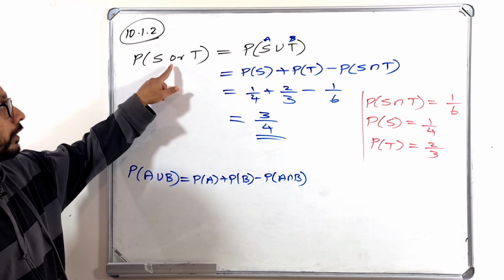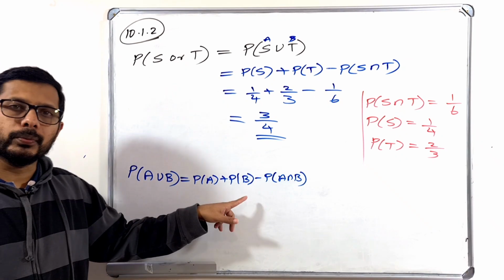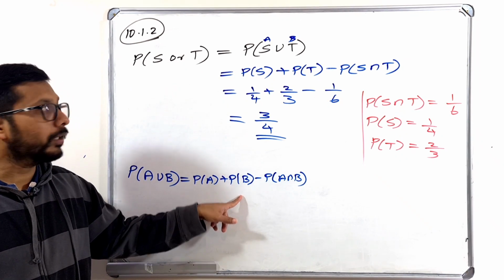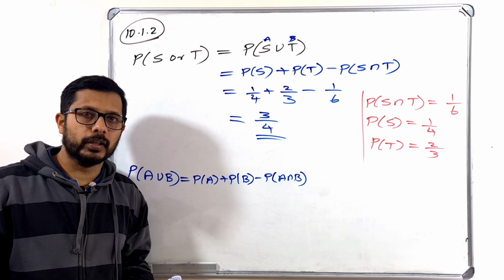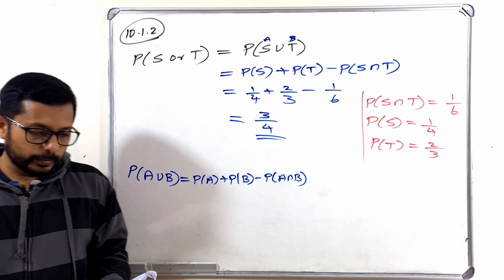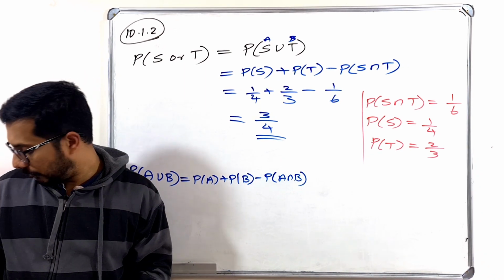So you have to understand that OR is the same as union, and how can you apply the union? With this formula. So instead of A and B, there it is S and T. That's the only difference. Okay, so that is question number 10.1.2. Now let's go to question number 10.2.